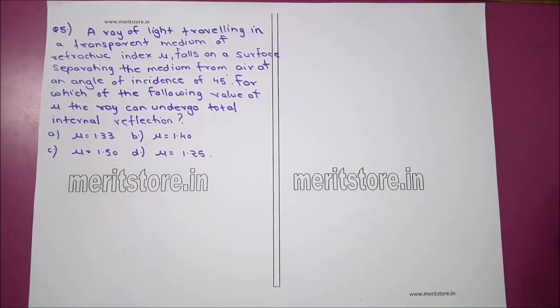A ray of light traveling in a transparent medium of refractive index mu falls on a surface separating the medium from air at an angle of incidence 45 degrees. For which of the following values of mu can the ray undergo total internal reflection? The options given are 1.33, 1.40, 1.50 and 1.25.